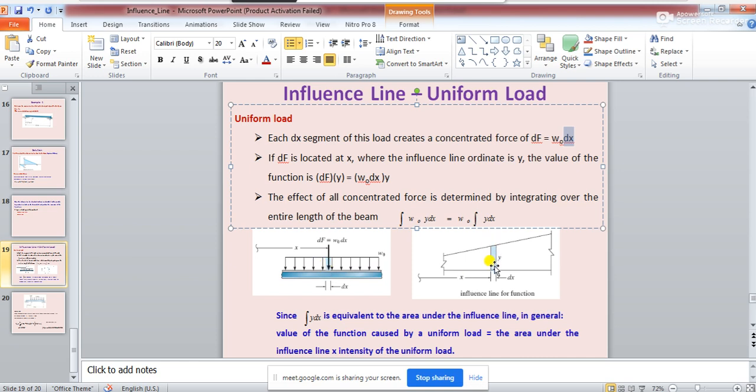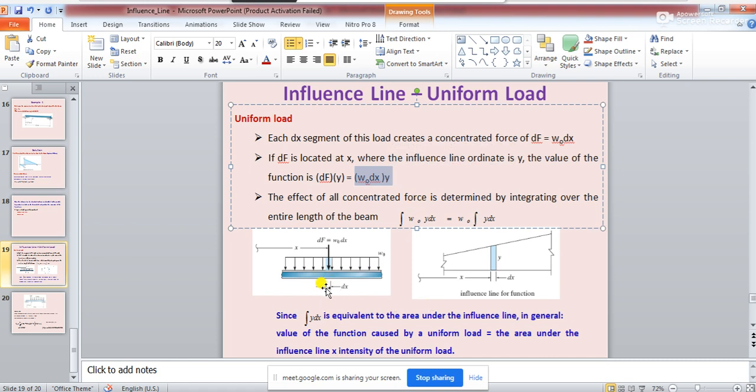So this is the ordinate, y, and this is the equivalent concentrated load, that is dF, which I am converting from the uniformly distributed load. dF into y is going to give you the value of the function from the influence line diagram. And if you replace dF with W0 dx, this equation is going to be W0 dx into y.